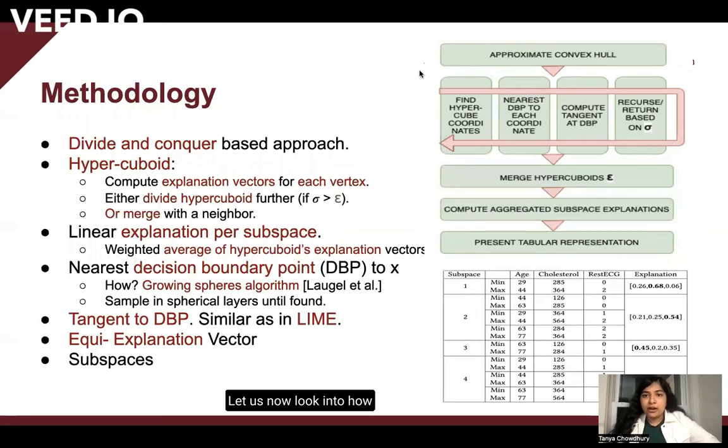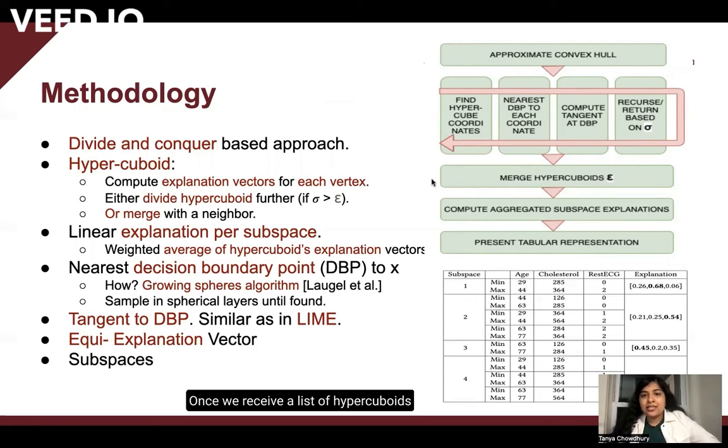Let us now look into how to generate equi-explanation maps. We propose a method, emap, which is specifically optimized to generate equi-explanation maps. The emap architecture is as follows. We start with an approximate convex hull of the region of interest. We then use a divide and conquer based approach such that we first compute the coordinates of the hypercuboid formed by the convex hull. Then we heuristically keep recursively dividing the hypercuboids into sub-hypercuboids until the standard deviation of explanation vectors of the hypercuboid coordinates is less than epsilon.